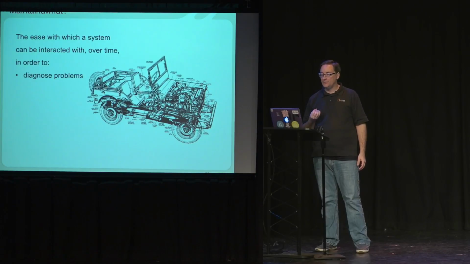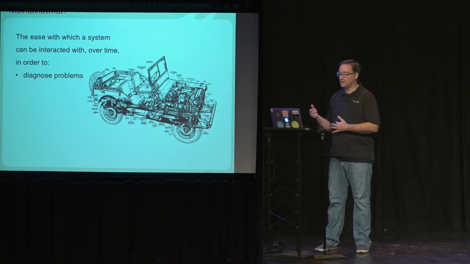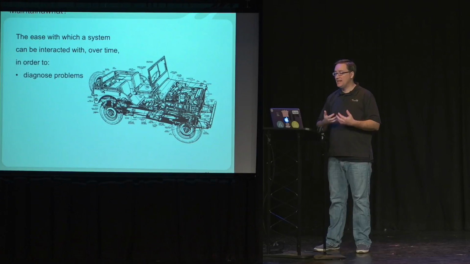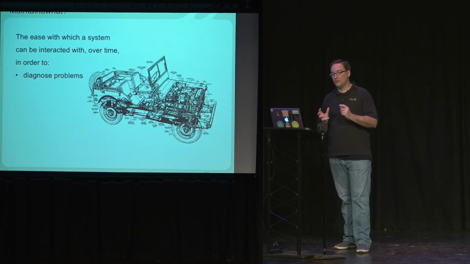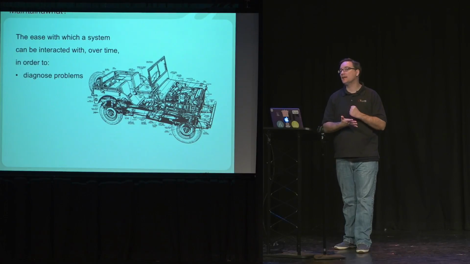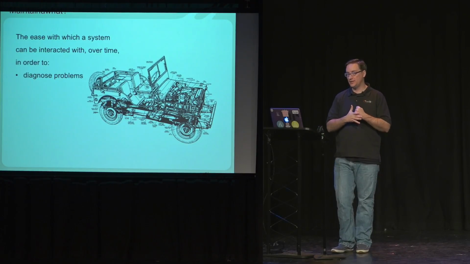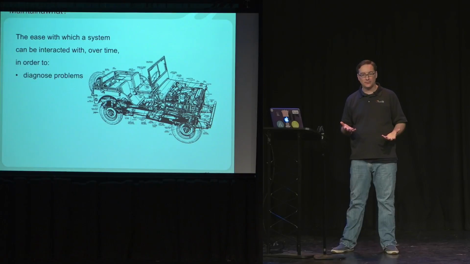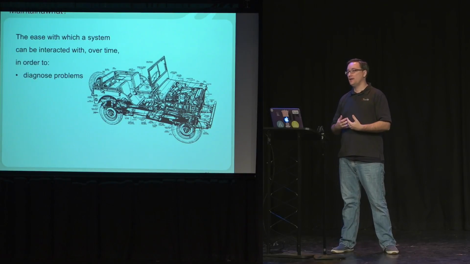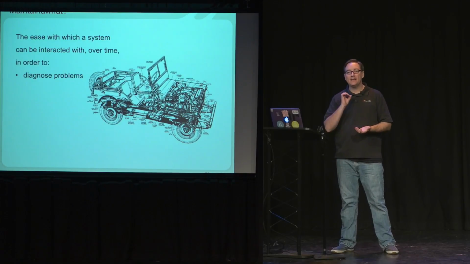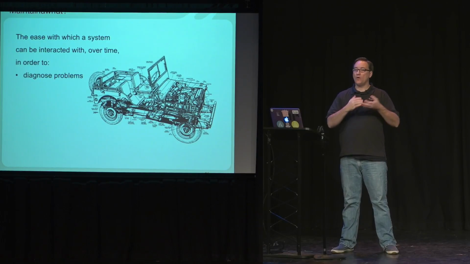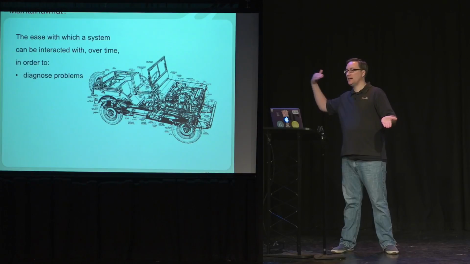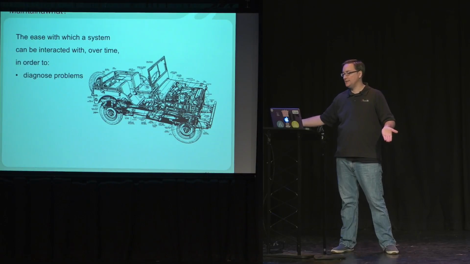I like to define maintainability, and there are several different aspects to this, and I'll use a Jeep throughout. It's the ease with which a system can be interacted with over time in order to do various things. And I really want to hit that over time aspect in particular, because there's a lot of different aspects of software. There's flexibility, there's performance, all that sort of thing. But maintainability talks about its use over time. What's it like on day one versus what's it like on the day that the software is finally sunsetted?